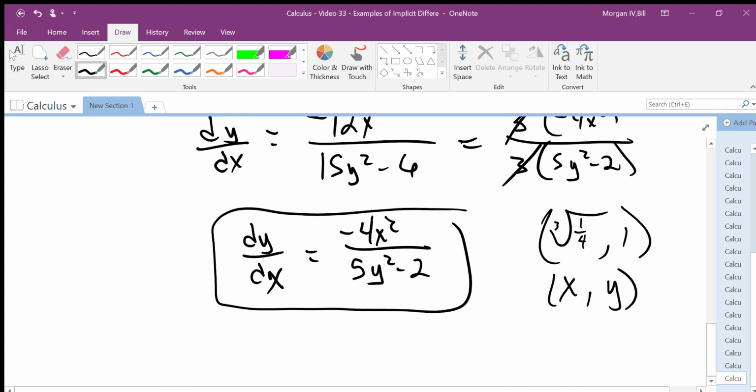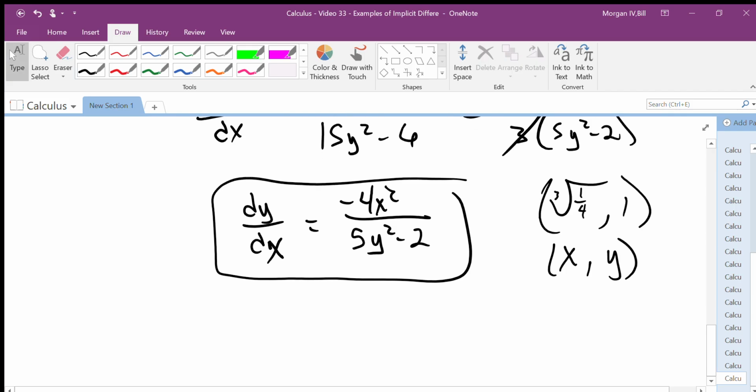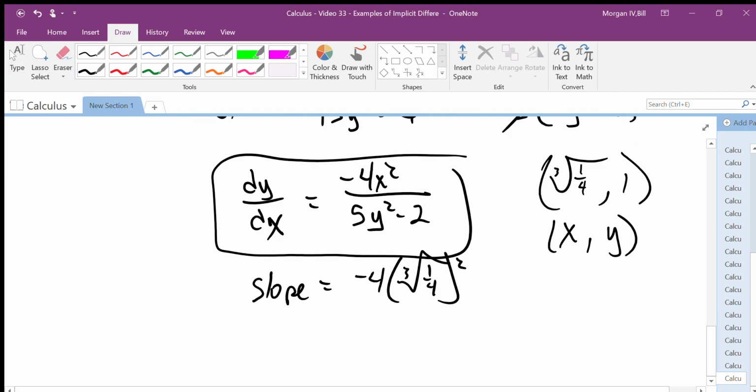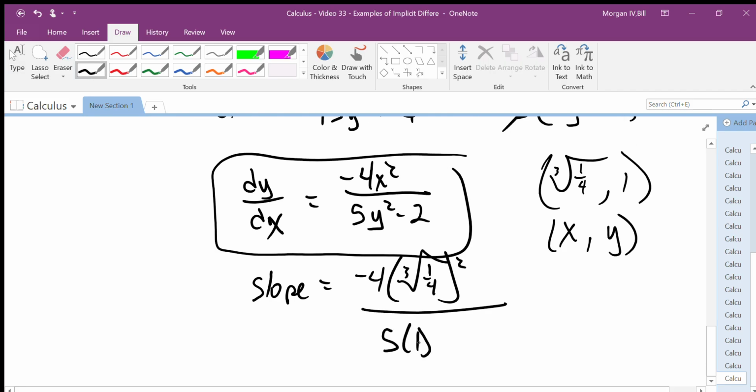If I want the slope of the tangent line at that point, I would simply, for all my x values, plug in the cube root of 1/4, and for all my y values, plug in 1. It should look something like this. The slope of the tangent line is equal to -4 times the cube root of 1/4 squared over 5 times 1 squared minus 2. That would be -4 times 1/4 to the 2/3 over 5 times 1 squared, 5 minus 2 is 3. Whatever that number is.